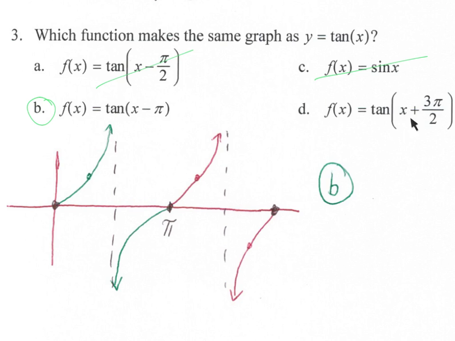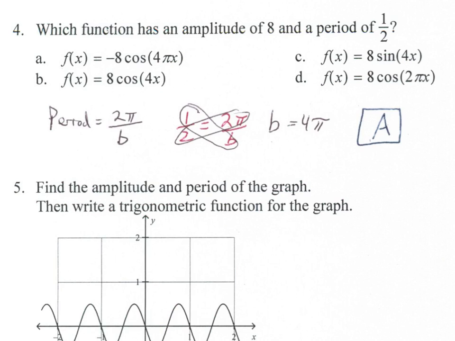Now, how do you know this one won't work? Because this is 1.5 pi, so this one's going to start here at 1.5 pi, and then the next dot's going to be over here, so it would be offset. So I could cross this one out as well. Hopefully that helps.